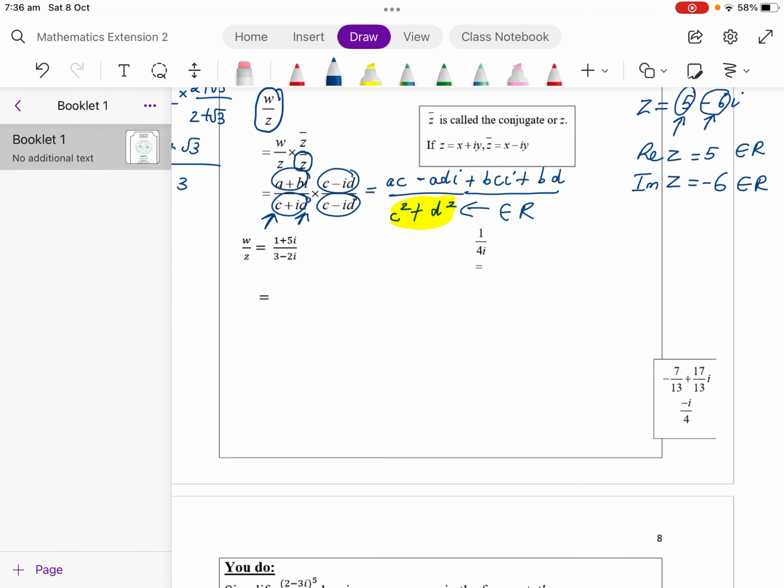So let's practice that here. I've got 1 plus 5i on, actually I'll write it down here. So remember, we're going to take my denominator and multiply by its conjugate, which in this case is 3 plus 2i. And whatever I do to the bottom, I do to the top. So really, I'm not changing the complex number. I'm just multiplying by 1. So this thing equals 1.